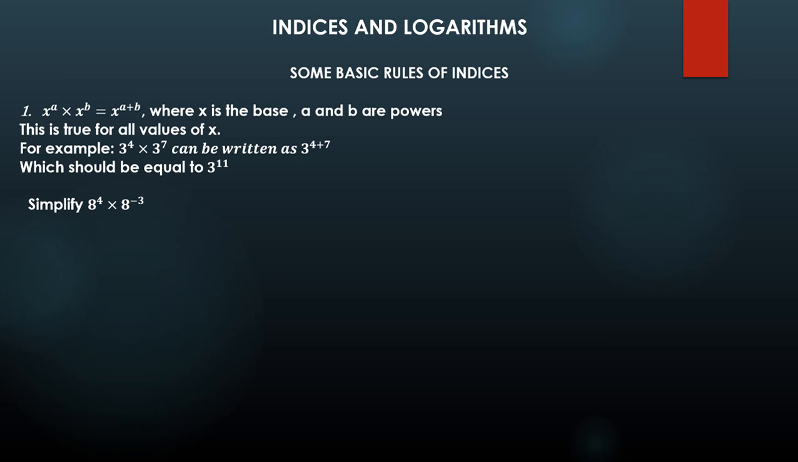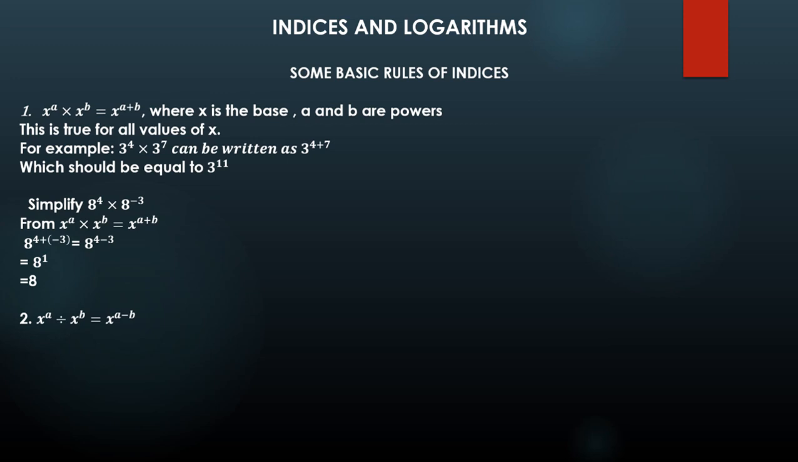Simplify 8 raised by 4 times 8 raised by minus 3. This is also very straightforward. They are multiplying each other, they have the same base, so add up their powers. That will give me 4 plus minus 3. When plus and minus multiply each other, it turns out to be minus. So here we'll have 4 minus 3 eventually, and then we have 8 raised by 1, which is 8.